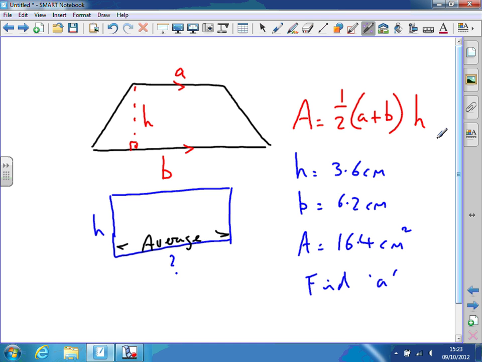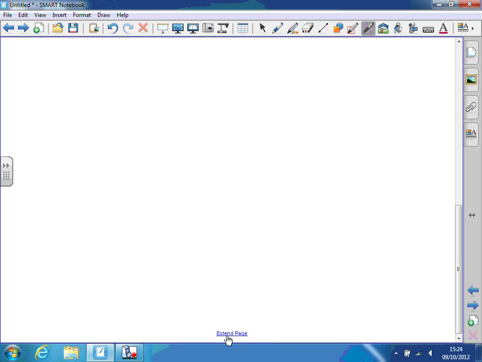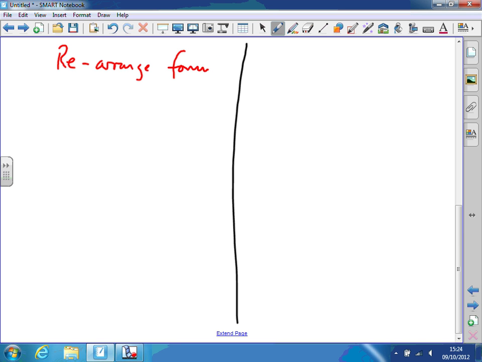We've looked a little bit at rearranging formulae, so I want to look at that, and also I want to look at how we'd solve it as an equation. So I'm going to split the board into two, and on one side I'm going to rearrange the formula to solve this problem. And on the other side, I'm going to form and solve an equation, which is really the aim of today.